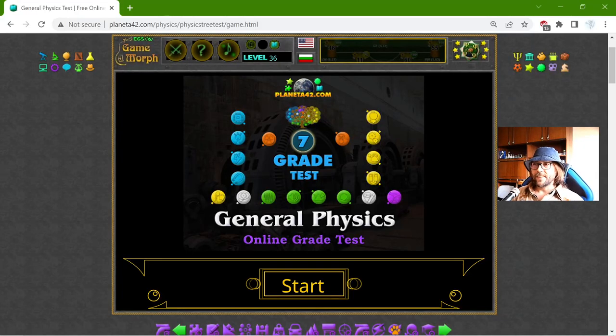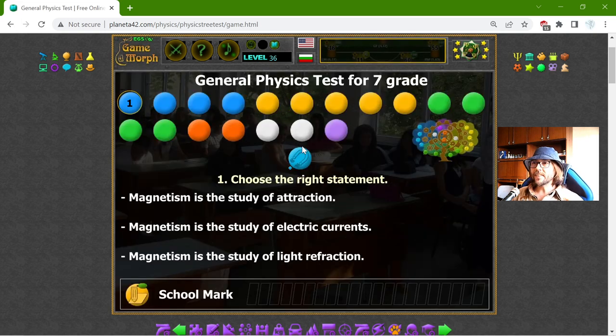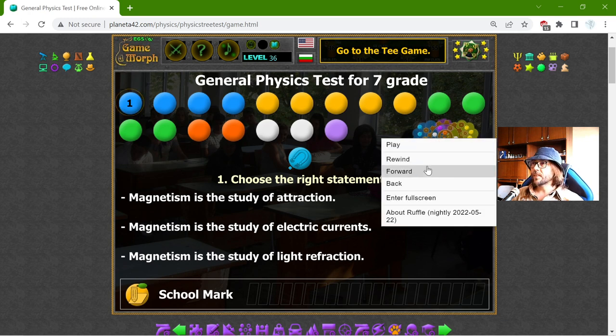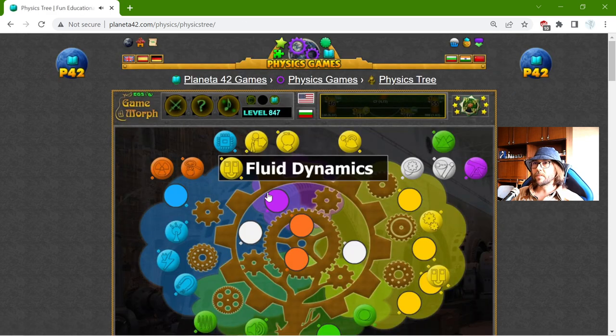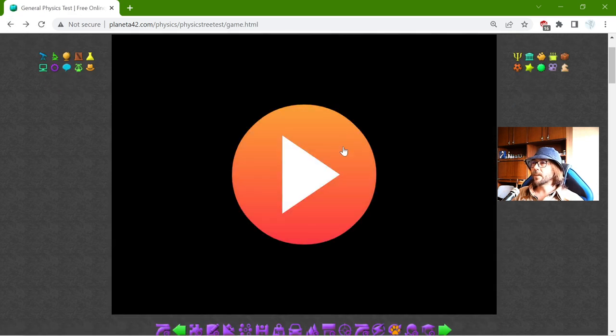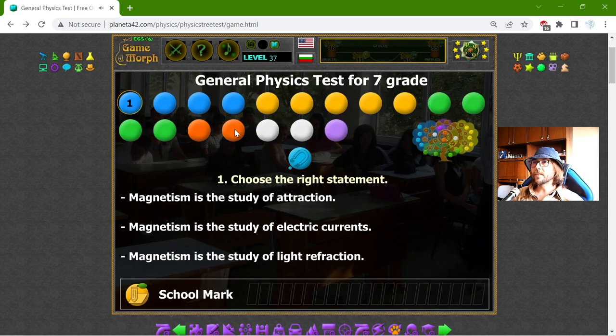Hey there! In today's physics exercise, I will try to solve a fun physics test. It is for approximately 7th grade and it is based on the physics 3. This is something that I was playing previously. I will go back here now on the test and let's begin it.